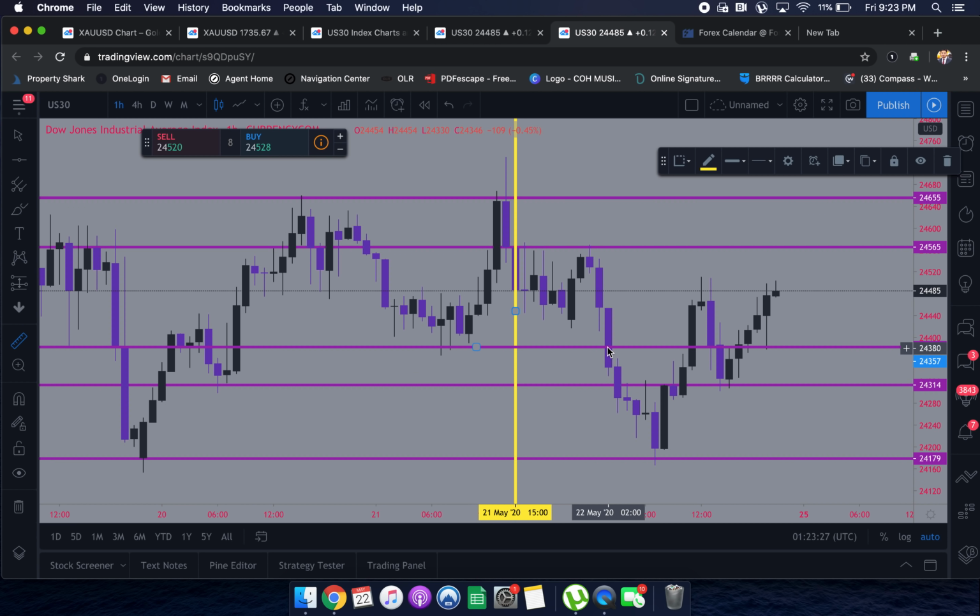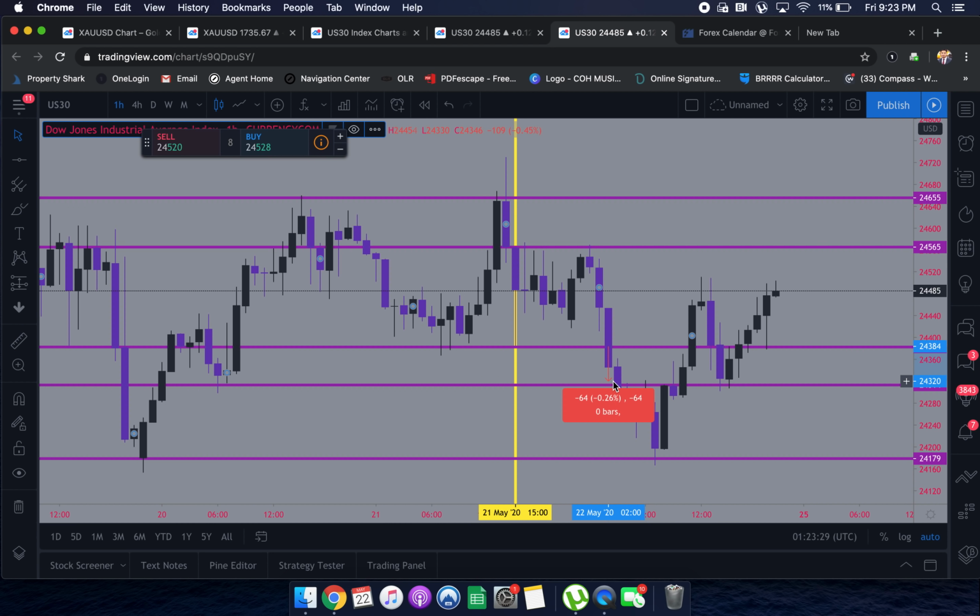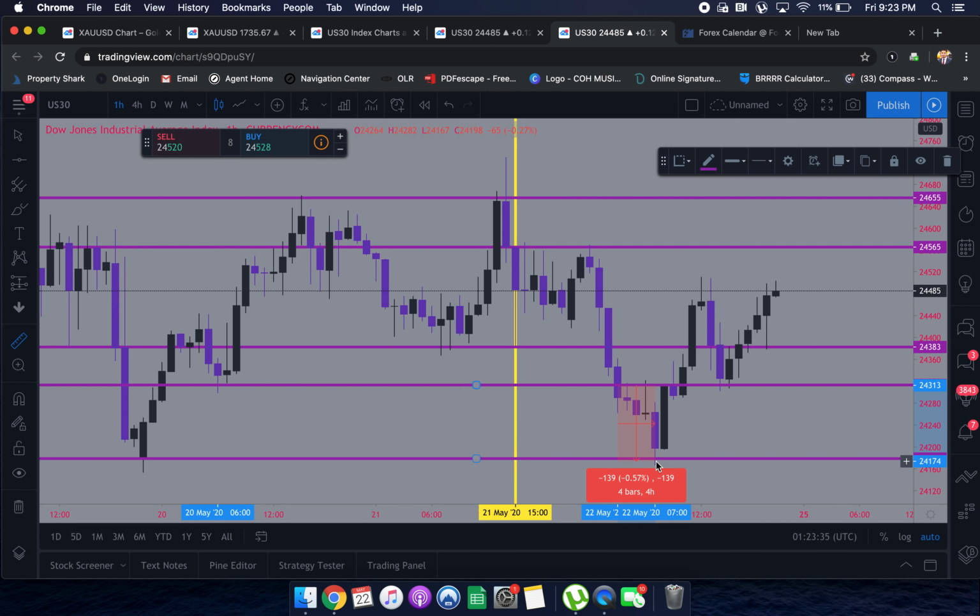Our first trade could be, boom, to this level. 64 points, right? From here to here. Our second trade, from this level to this level, okay? 139 ticks. So you got 67 ticks and 139 ticks from here to here. Altogether, over 200 ticks within this move. Now, when this happens, you would take a sell and take profit here because this is the next support.